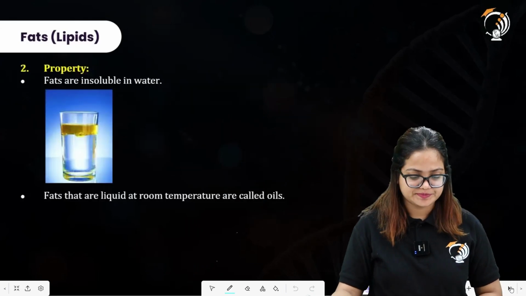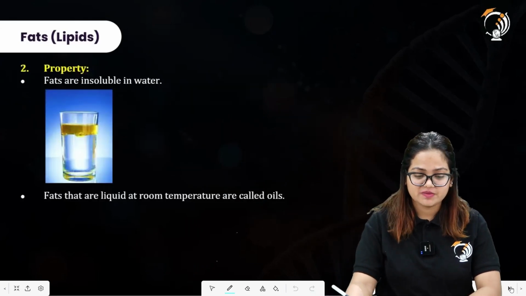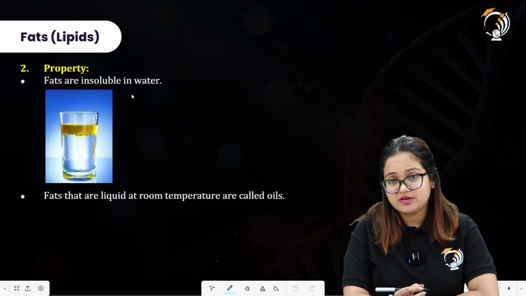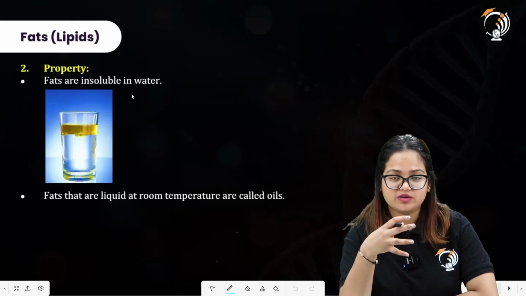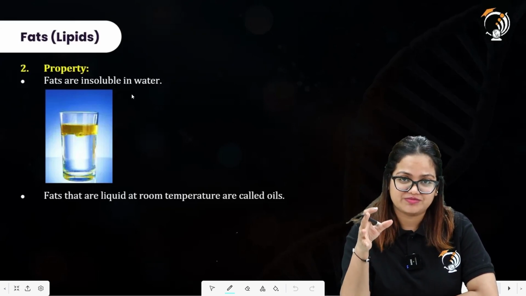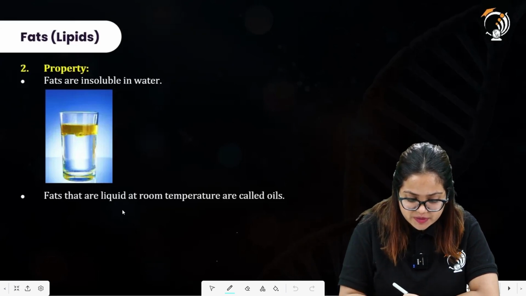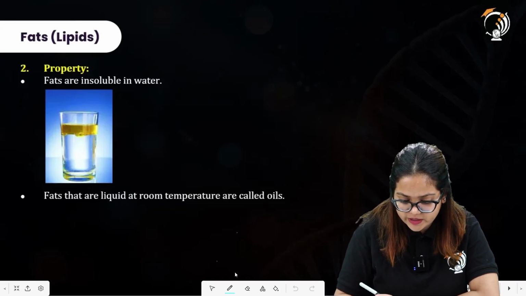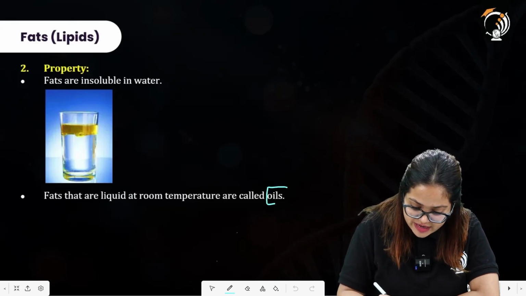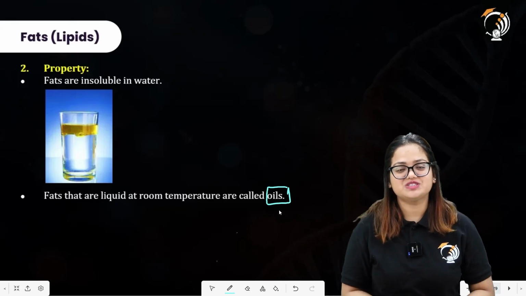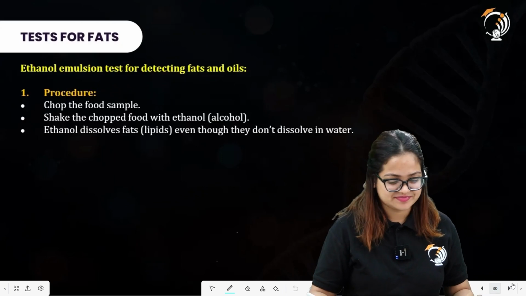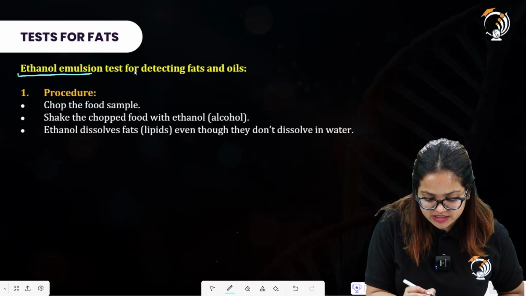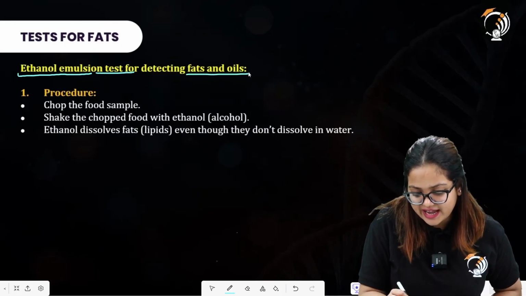All right. What are the properties of fat? The first property is that fats are insoluble in water. Whenever you try to mix a fat with water, it will not get mixed. Fats that are liquid at room temperature are called oils. Those fats that remain liquid at room temperature are termed oils. We have a test for that, that is the ethanol emulsion test for detecting fats and oils.